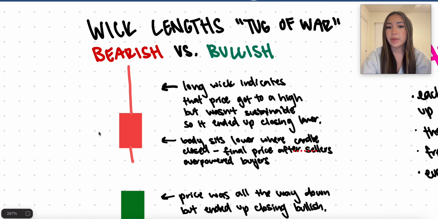So in this bearish example, we have a long wick that indicates that price got to a high point. However, it wasn't enough for the candle body to sit at the high point, which means that it ended up closing lower. And by the body of the candle sitting lower, it means that the final price close came after the sellers overpowered the buyers. Notice how the body of the candle is not sitting high. It means that either sellers or buyers overpowered one or the other. So you're going to want to look at where the body of the candle sits, if it's higher or lower.